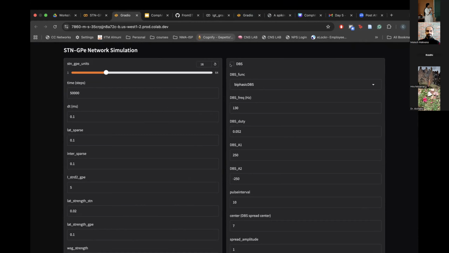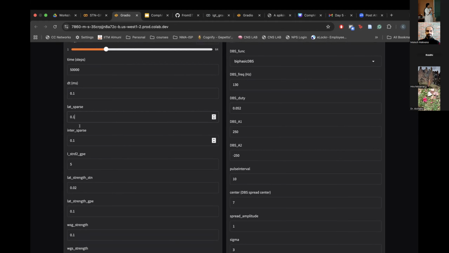Okay. So what are the parameters that we define here? One, how many STN-GPe units we need. I am fixing it at 16 because the model I have calibrated is for 16 cross 16 neurons. If you increase it, you might have to recalibrate the entire system. So don't do that for now. The time steps and dt are for solving your differential equations using Euler. And lateral sparsity and inter-sparsity will define how many neurons it will connect. That is, out of 100 neurons, it will be connecting to some 90% of the neurons.